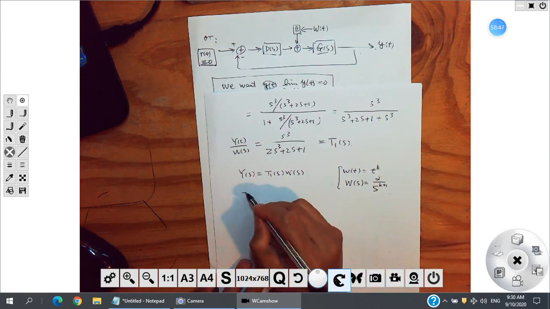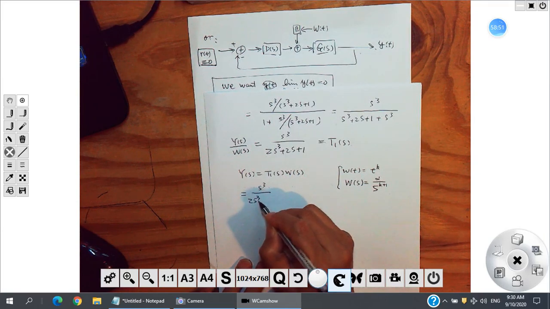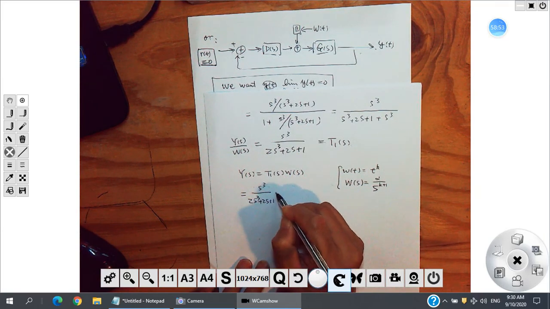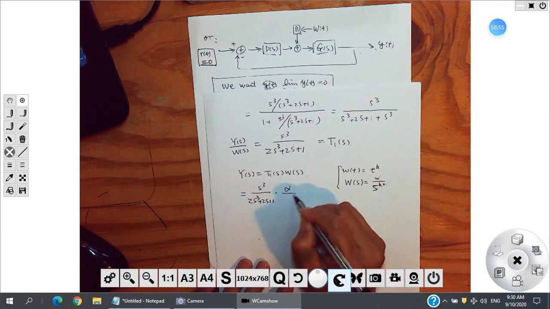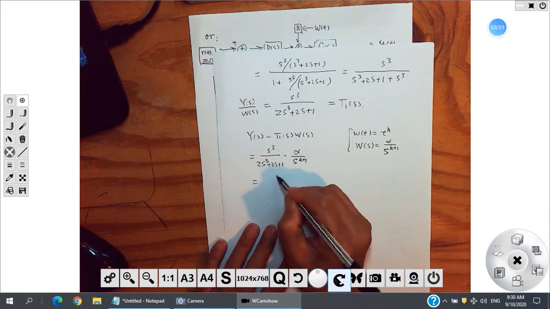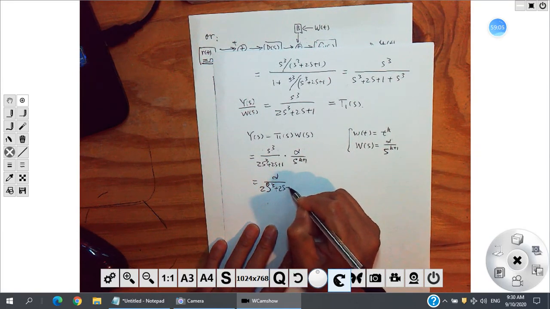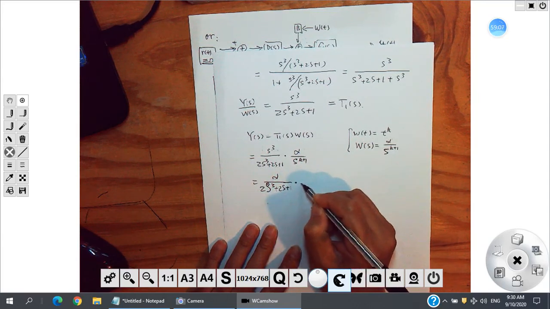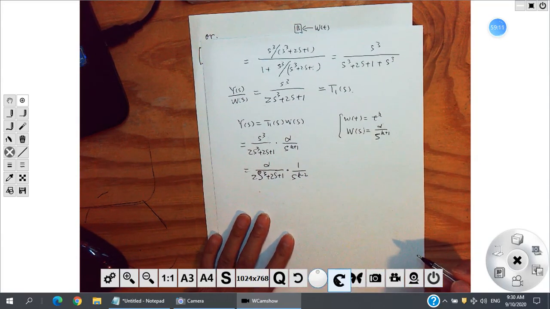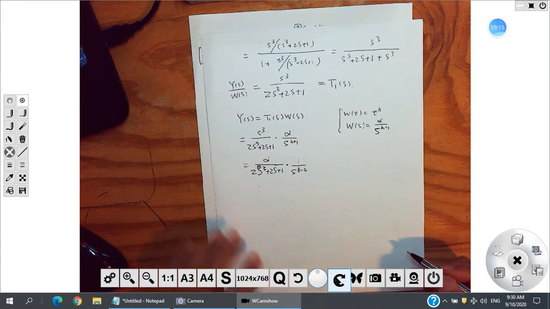So T1 is s cubed over 2s cubed plus 2s plus 1, times R over s to the k plus 1. So it is R over 2s cubed plus 2s plus 1, times 1 over s to the k minus 2. Am I good? Yeah. Okay. So we have this. This is Y of s.